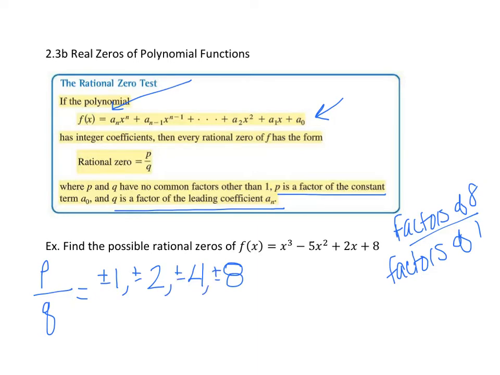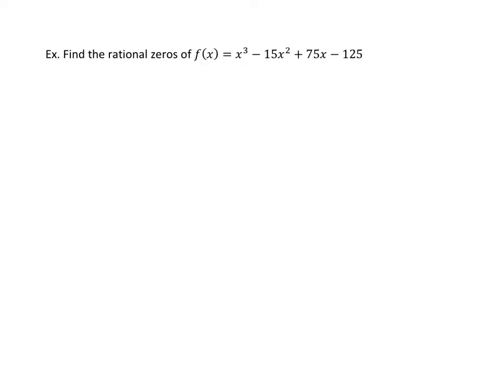And what this tells me is that this polynomial is going to have rational zeros at any of these possibilities. Now obviously it only has a third degree, so it can only have at most 3. But here's your list to start checking. Find the rational zeros of this one.